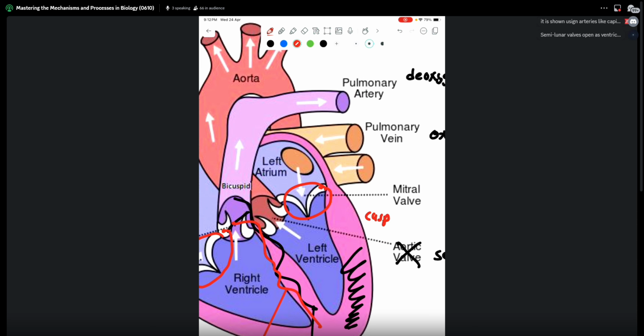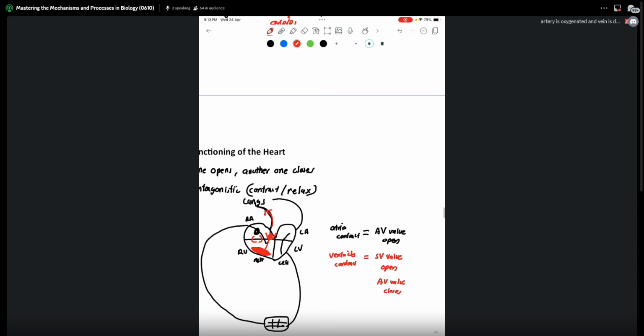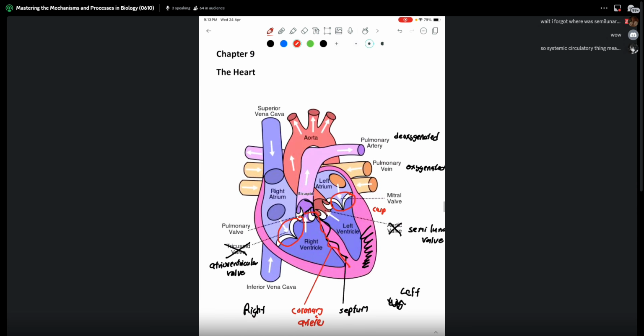But don't worry, you do not need to write bicuspid and tricuspid. Just remember atrioventricular valve. That's enough. So is this understood? Very important, they can ask you in the MCQ or maybe in Paper 4 sometimes. Where was the semilunar valve located here? This one.